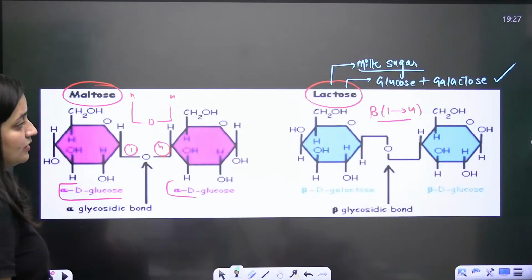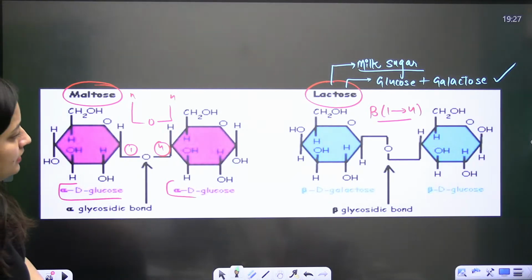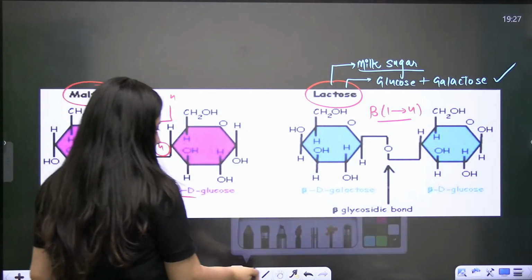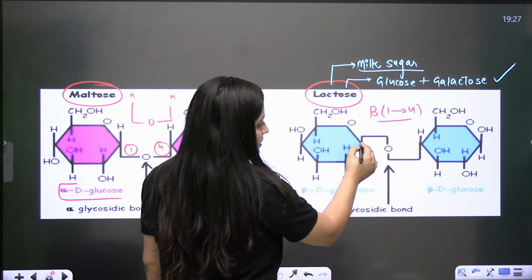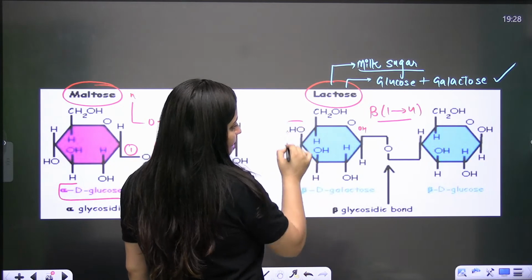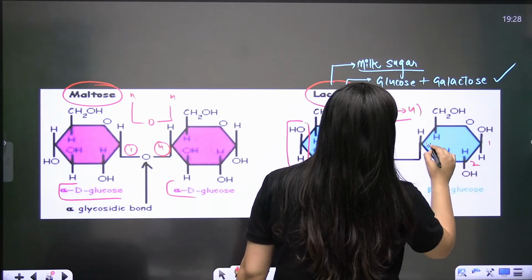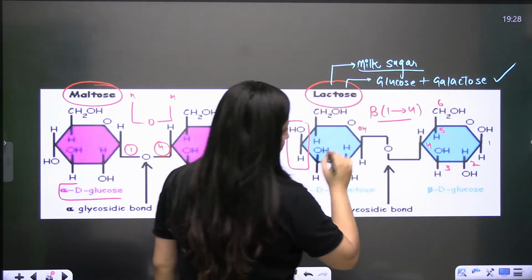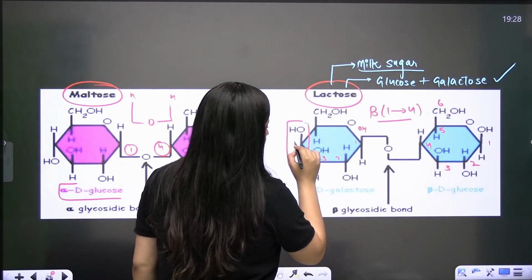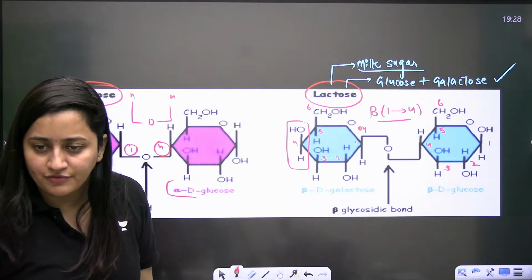Now, okay, I was showing you this thing here. Just look at the diagram. OH was here, H was down. Just look at the fourth carbon. This one is first, this one is second, this one is third, this one is fourth, this one is fifth, this one is sixth. Here also first, second, third, fourth, fifth and sixth.